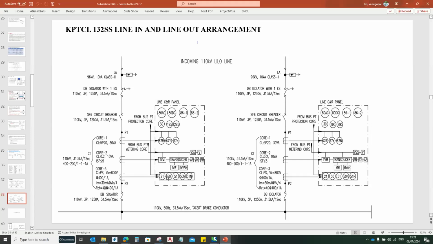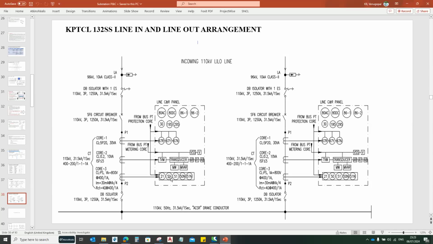Along with the main protections, I also provided the trivector meter. The trivector meter will give the total energy parameters, as I told in the 11 kV switchgear. This is also common. This will also be used for revenue purposes. Whatever CTs or VTs are connected for the trivector meter, mainly where you are going for revenue purposes, should have high accuracy of the secondary circuit. So that's the reason you go with 0.2 accuracy, and the VTs also with 0.2 accuracy or 0.5 accuracy for meters.